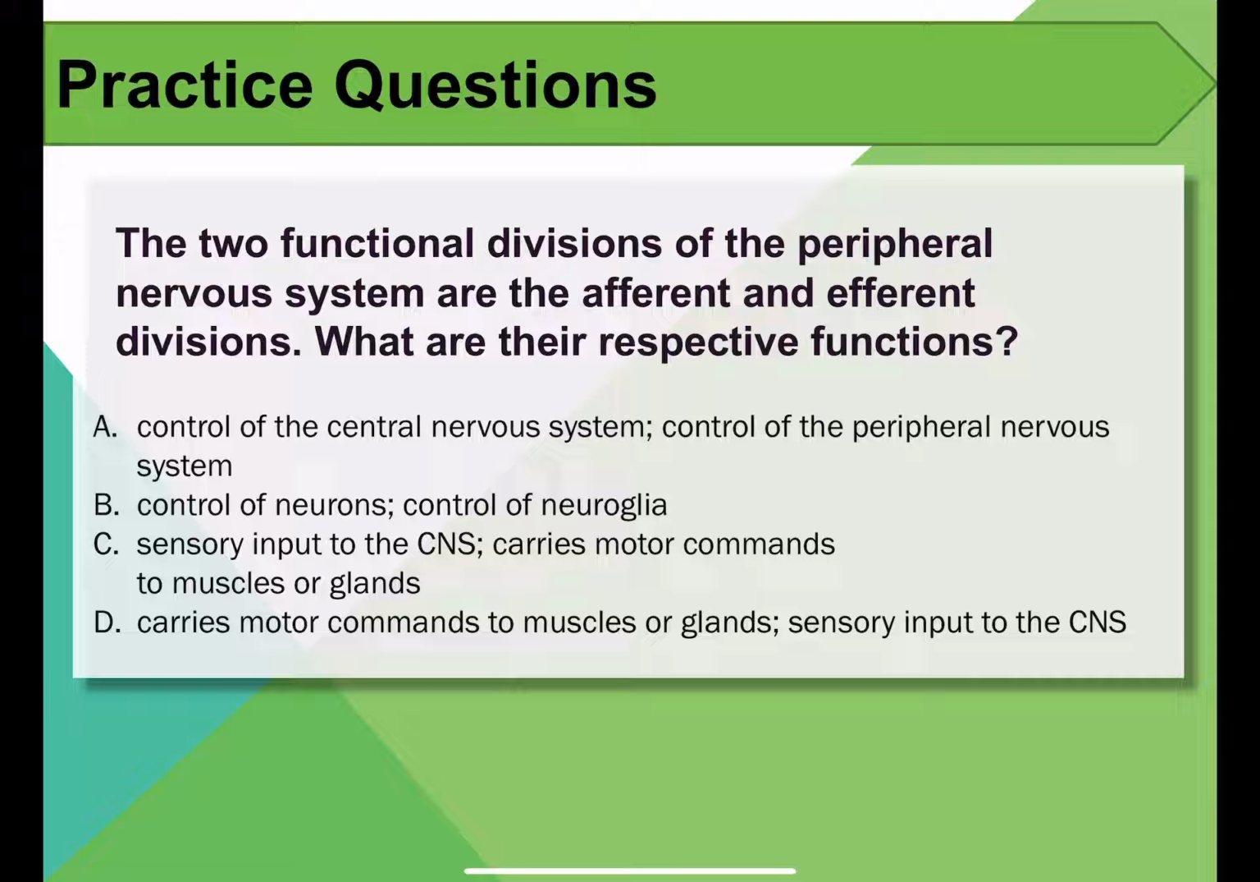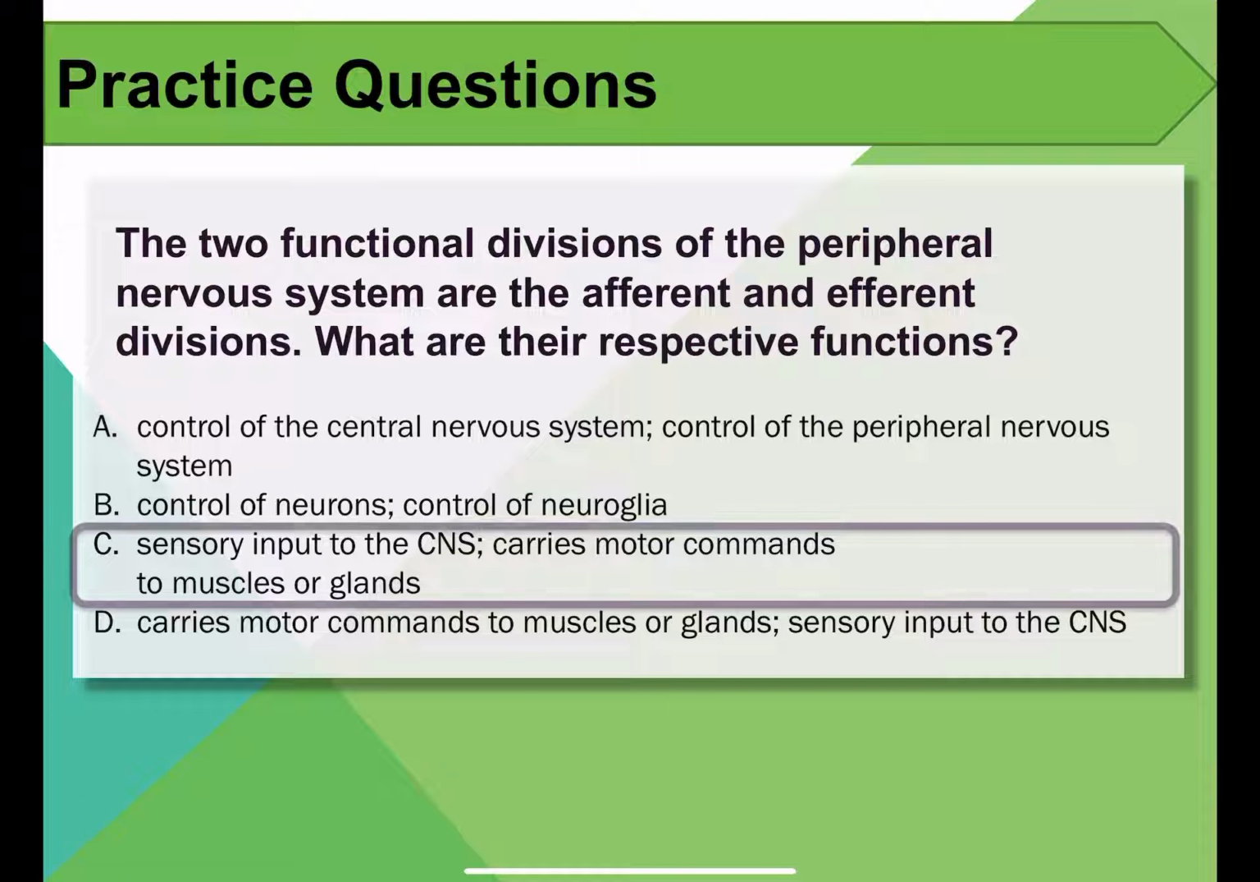So there are two functional divisions of the peripheral nervous system. Those are the afferent and efferent divisions. What are their respective functions? Afferent, arrival, remember? So arrival of a sensory input to the central nervous system. Efferent for exit of motor commands to either your effector tissue such as muscles or glands.